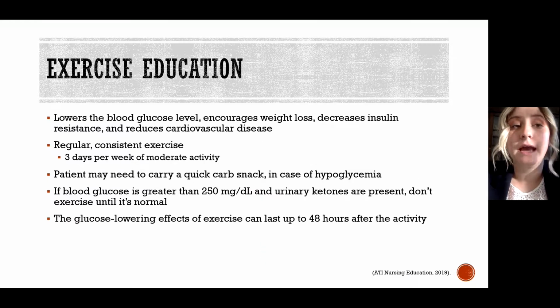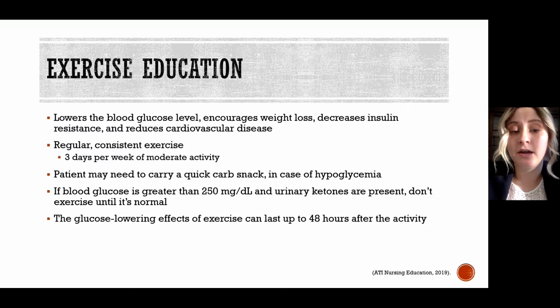Exercise education. Exercise lowers the blood glucose level and encourages weight loss. It decreases insulin resistance and reduces cardiovascular disease. We recommend about 3 days per week of moderate activity for our patients.